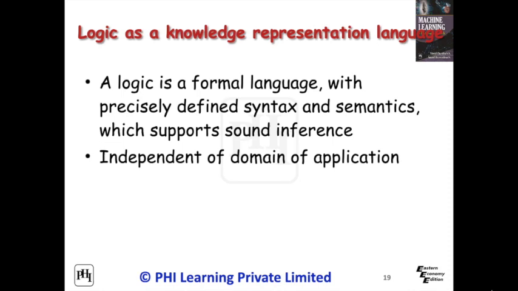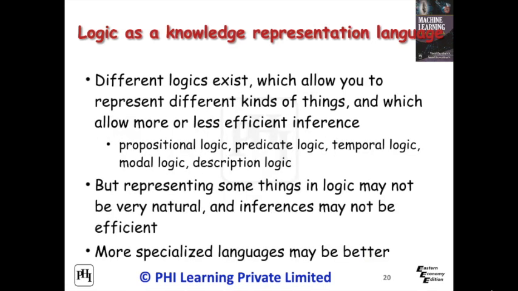A logic is a formal language with precisely defined syntax and semantics, which supports sound inference and is independent of domain of application. First-order logic is a collection of formal systems used in computer science, mathematics, philosophy, and linguistics. First-order logic is one of the knowledge representation methods in artificial intelligence. It is an extension to propositional logic which communicates to represent the natural language statements in a short way.